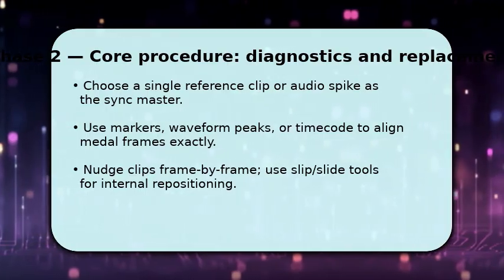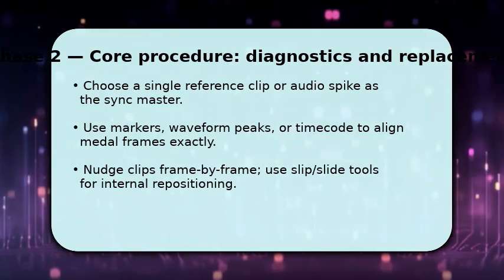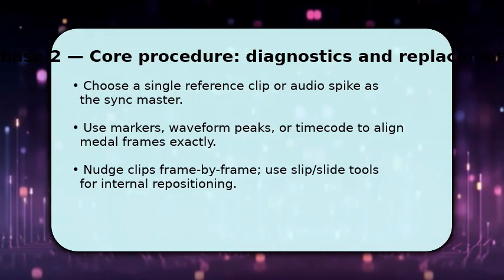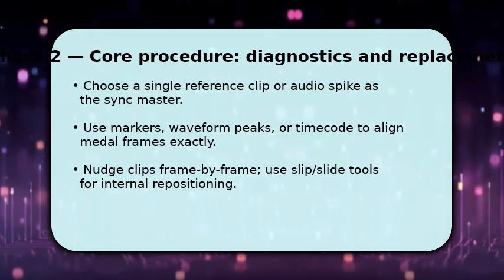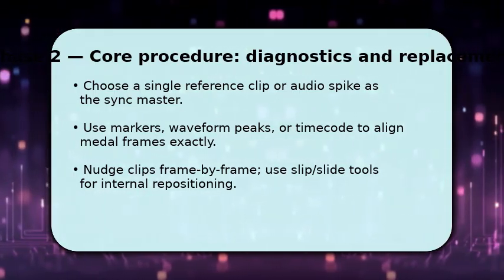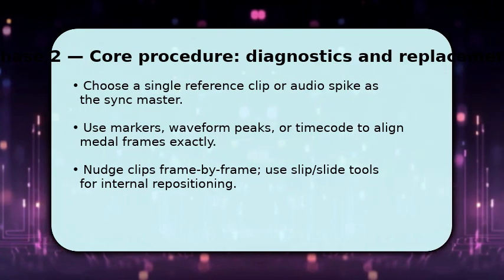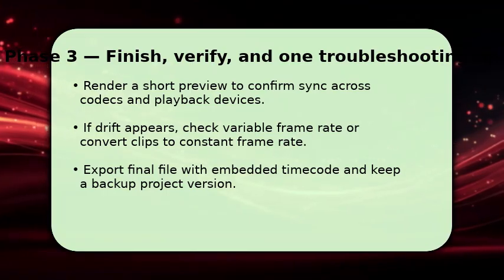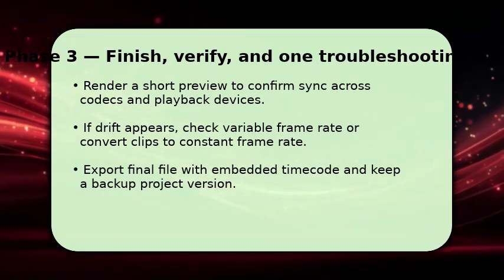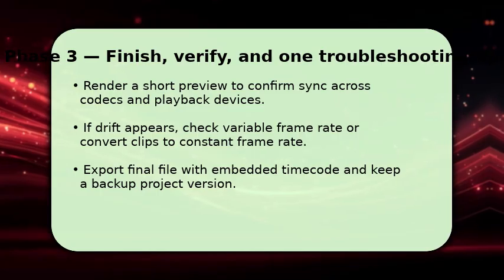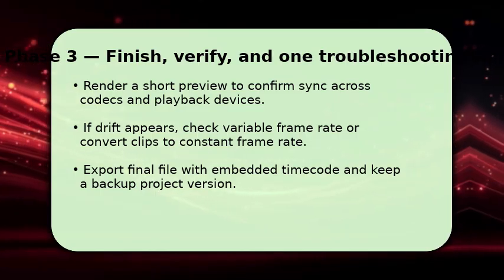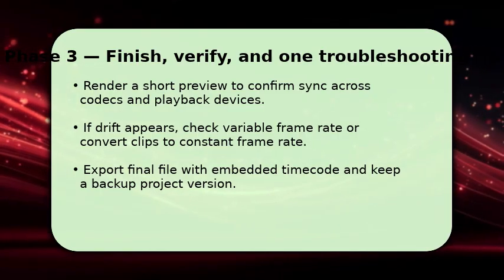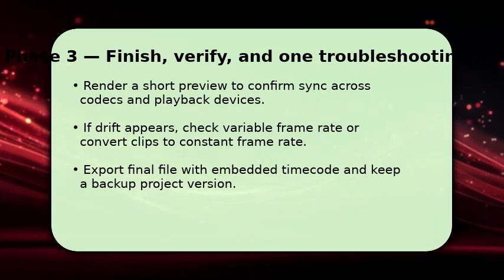Once alignment looks tight, play back a looped segment to watch for micro offsets and make tiny corrections until the metals hit simultaneously. You finalize by rendering a short preview of the aligned metals to ensure sync holds in exported playback. If you notice drift, inspect source files for variable frame rate, convert them to constant frame rate, or re-encode to stabilize timing, because that often fixes progressive desync.